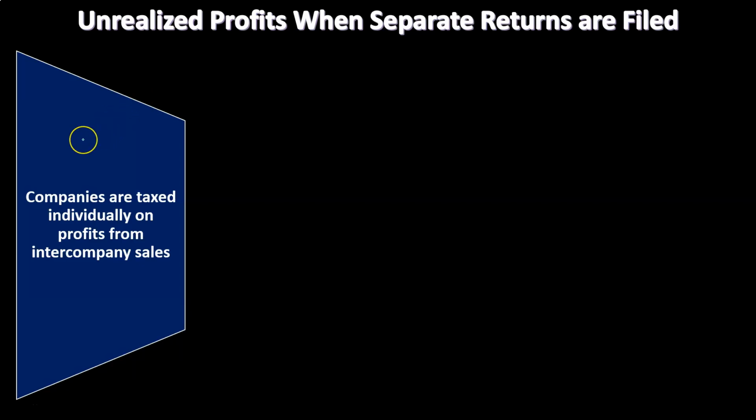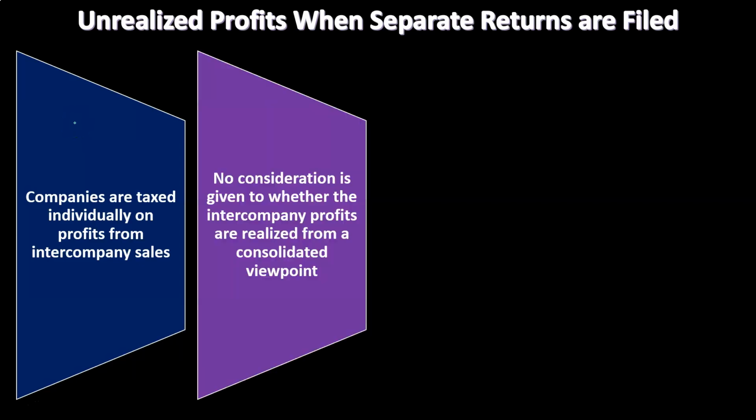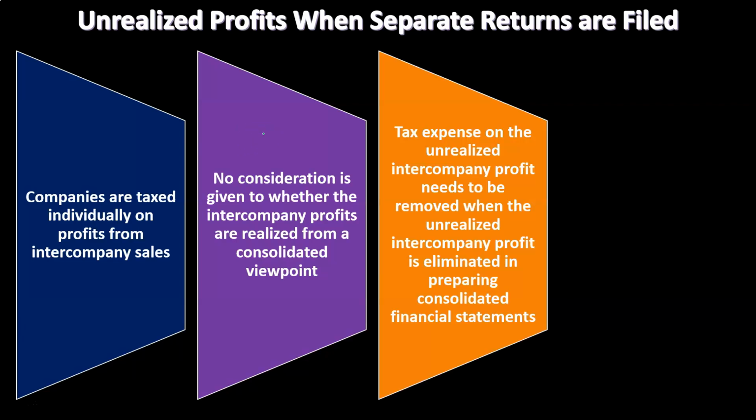So you've got this kind of profit situation going on between the entities. What happens with that? Well, companies are taxed individually on profits from intercompany sales. They're going to be taxed on it individually when they file their tax return. No consideration is given to whether the intercompany profits are realized from the consolidated viewpoint. They're not looking at it from a consolidated viewpoint in this case because it's a separate tax return. So if there was profit that went from one company to another, because we're not looking at it from a consolidated entity standpoint, the consideration isn't given, and you would think it would increase the taxable income and possibly the tax.